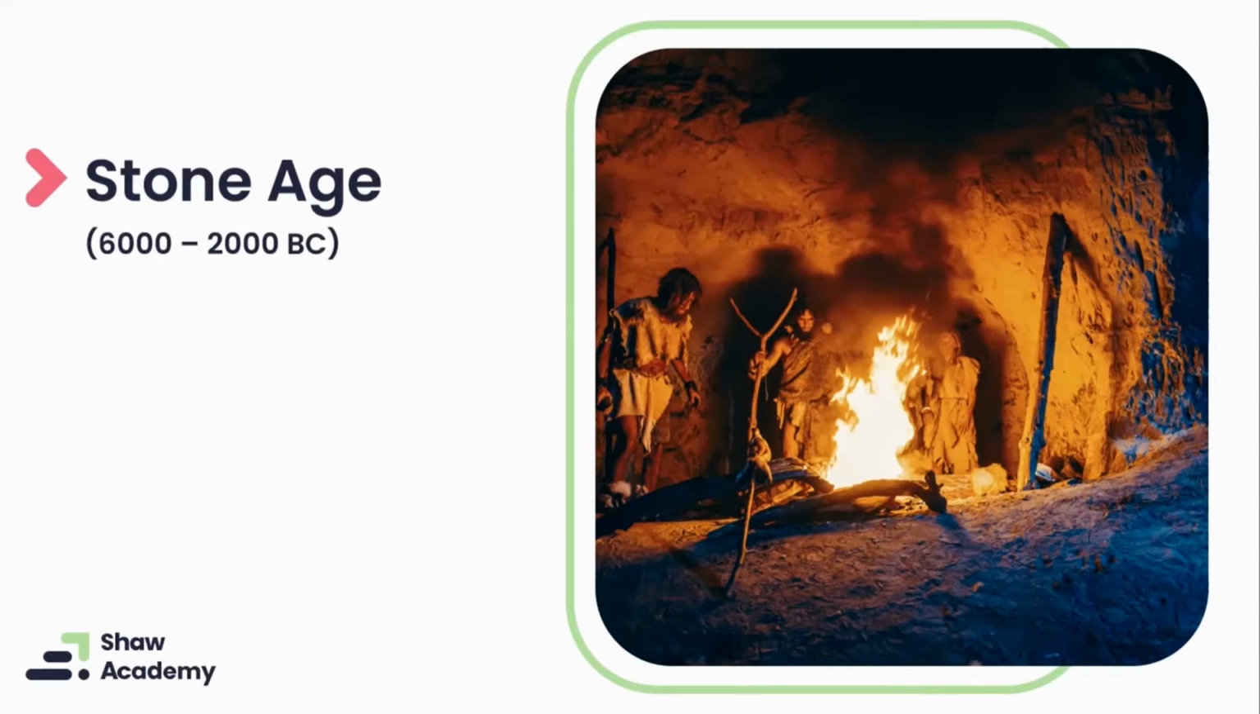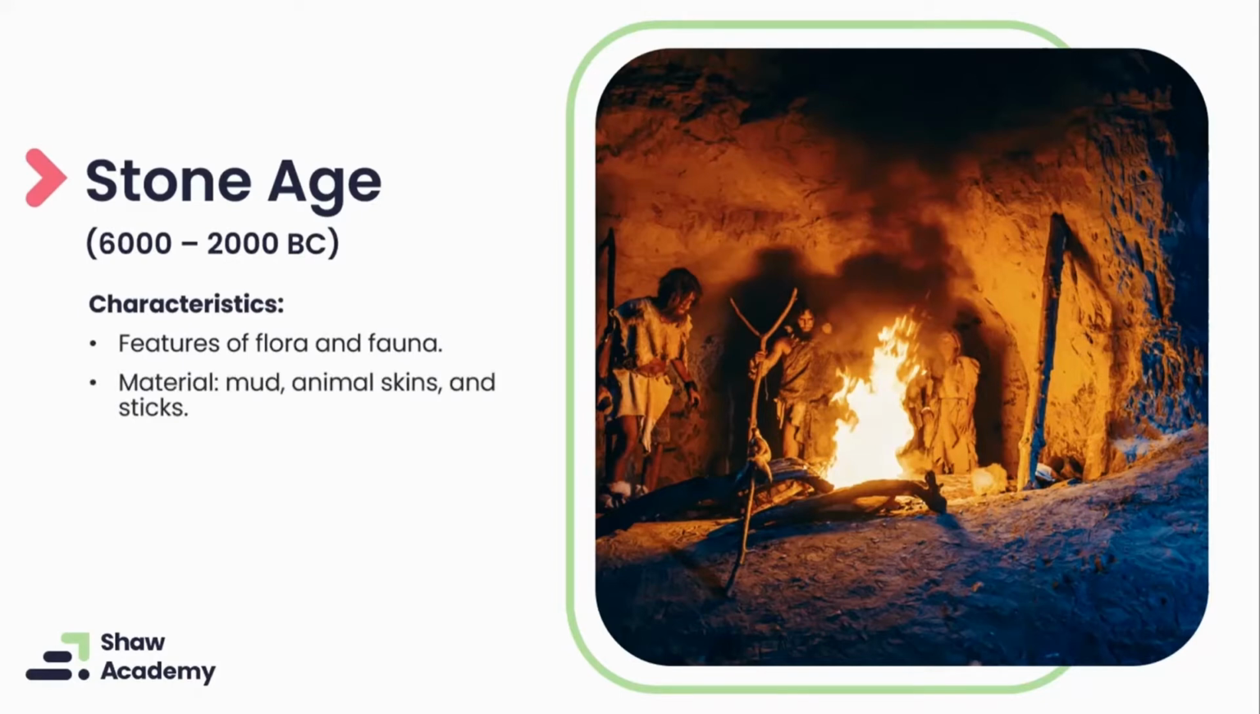Well, to be able to do this, we need to look at some of the characteristics of the architecture during this period. Firstly, we see features of flora and fauna within the architecture and design. We then start to notice the material usage within this time, which was of mud, animal skins, and sticks. They used this material to build their structures and dwellings of the time. We then notice that the main function of dwellings and homes during this time was that of practical use. So it was practical and functional, and that was the reason these structures were built.